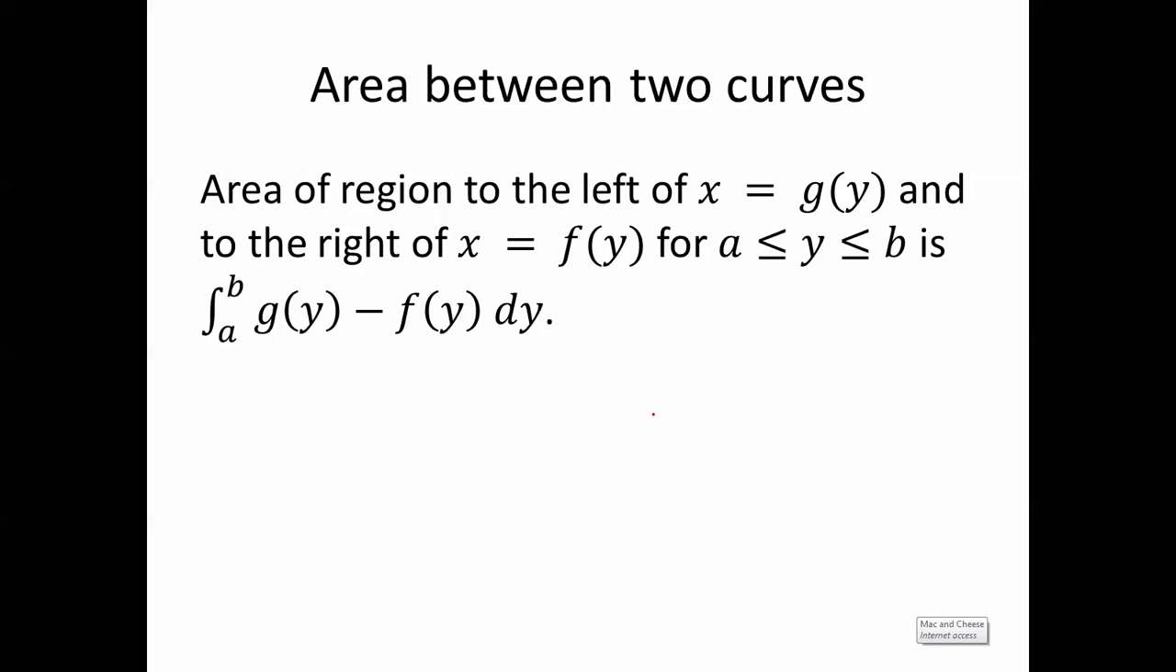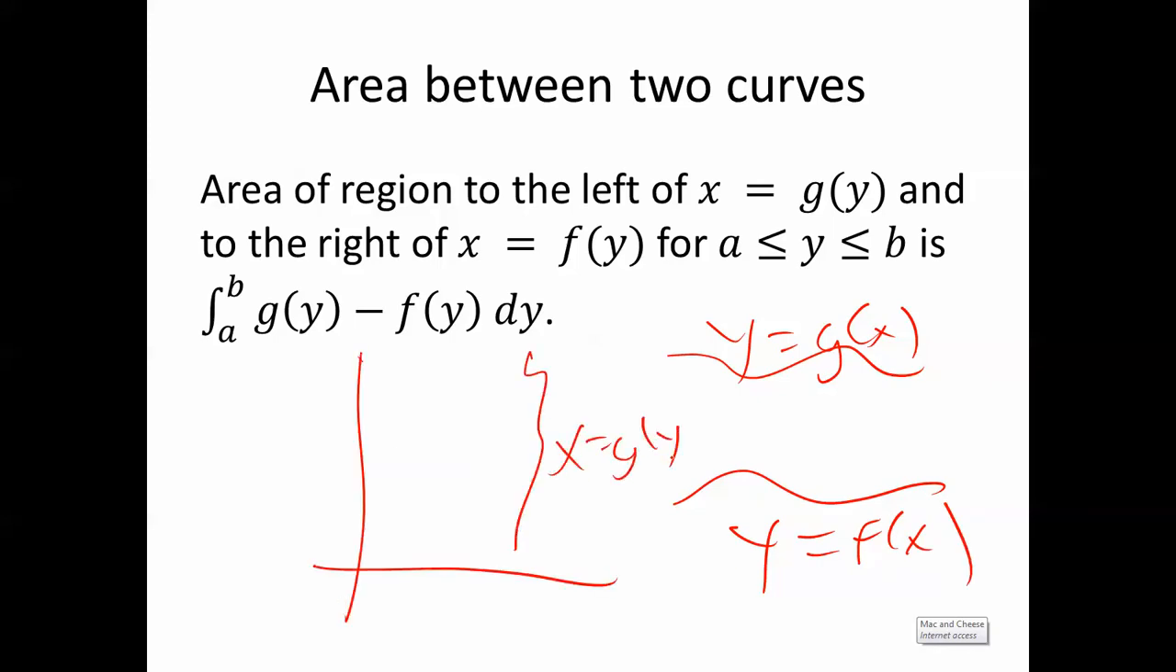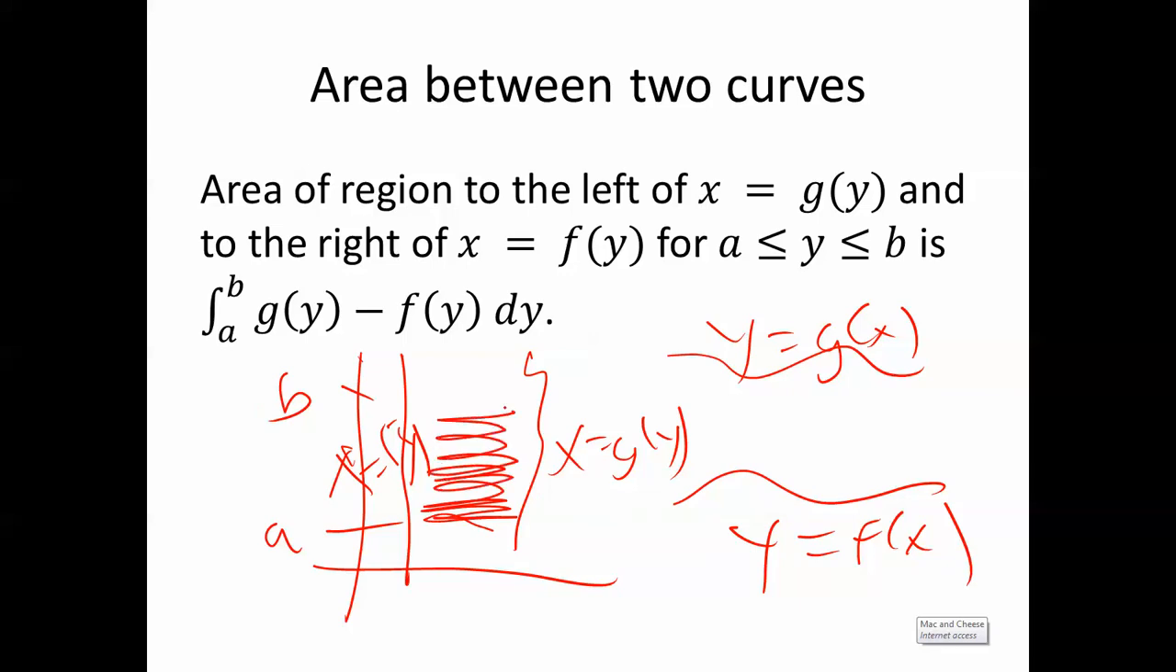So we talked about the area between y equals g of x and y equals f of x. In the same way, we can have the area between x equals g of y and x equals f of y, let's say from a to b. The area of the region to the left of x equals g of y and to the right of x equals f of y, for a less than or equal to y less than or equal to b, is just going to be the integral of g minus f dy from a to b.